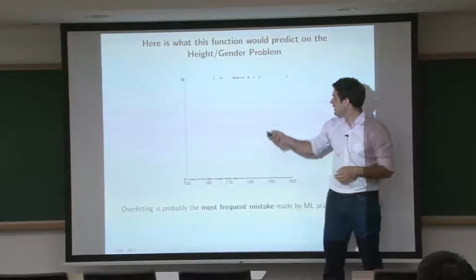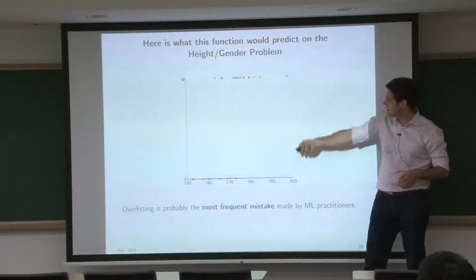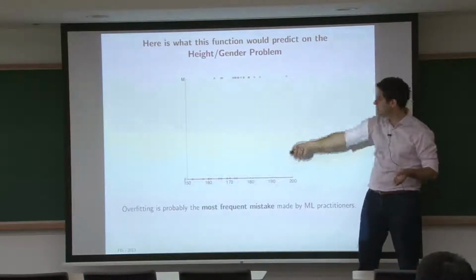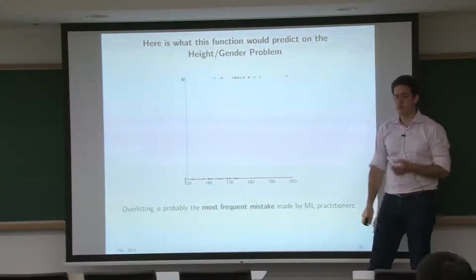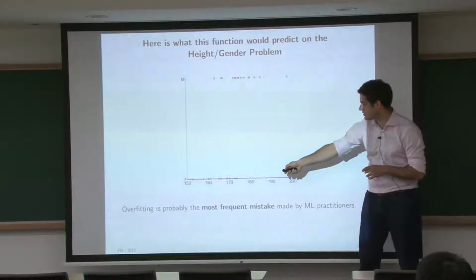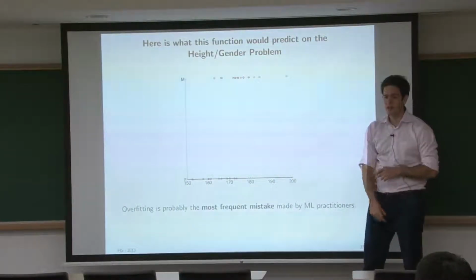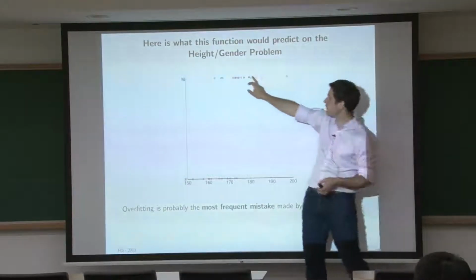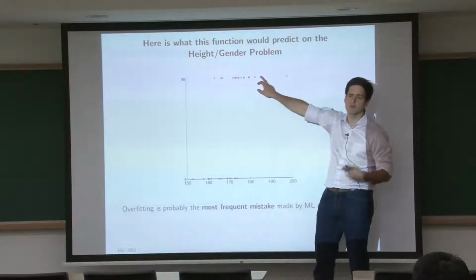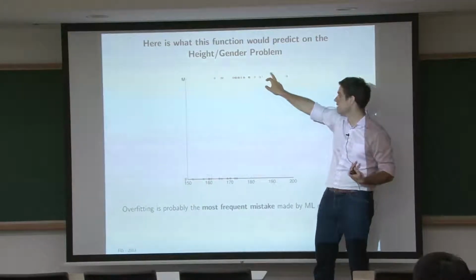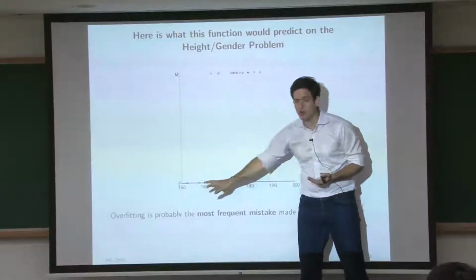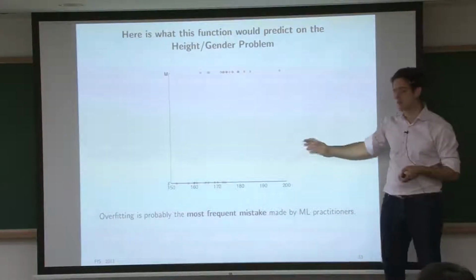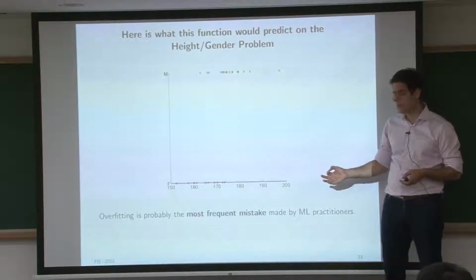Someone gives me a few observations of people's height. Some of them are male, some of them are female. So I would say that female here is 0 and male here is 1. Here is the function that I propose. It just tells 1 for a few very specific heights, which are the ones that you gave me in the database, and says 0 everywhere else. So the empirical risk of this function is 0.